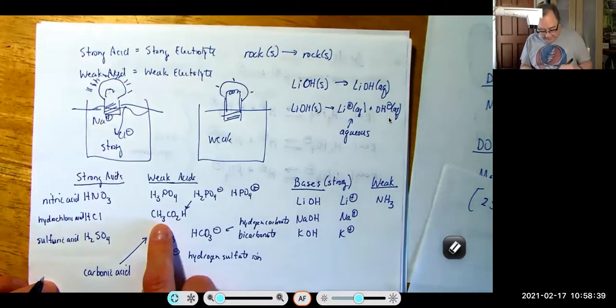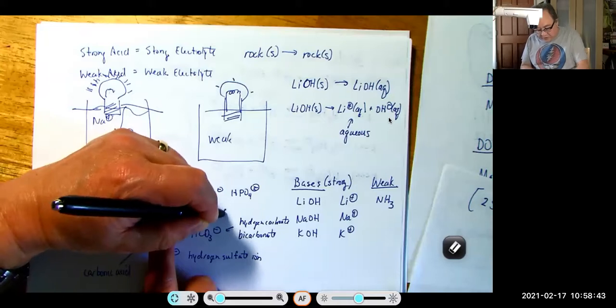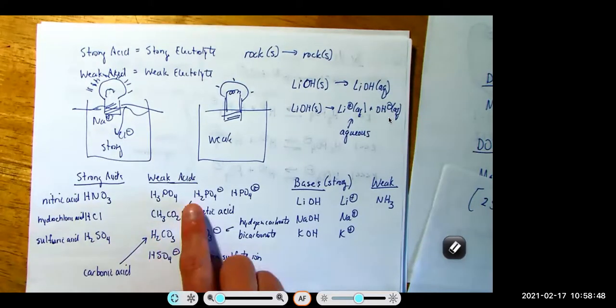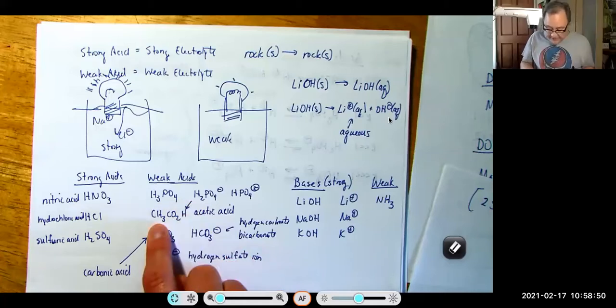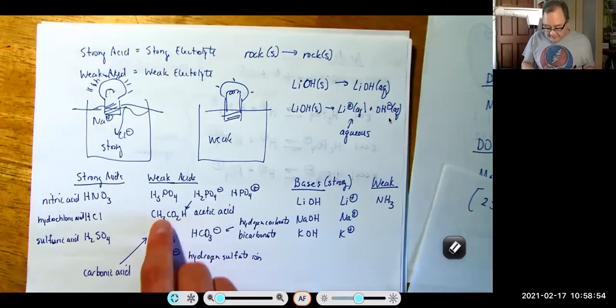What do we call this one? Acetic acid. So this is one that looks like the acetate ion. Right. If I cover that up, looks like the acetate ion. So the acid, it's not acetate, it's acetic acid. You find this in vinegar.